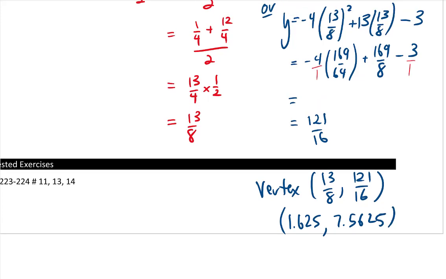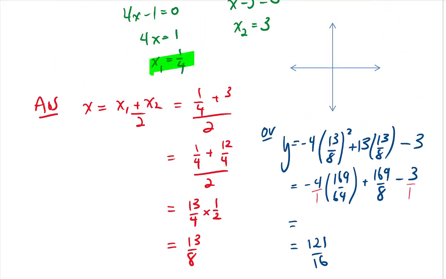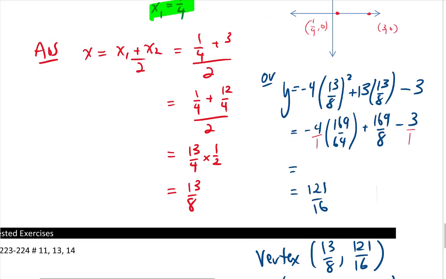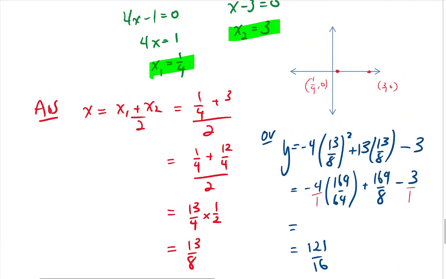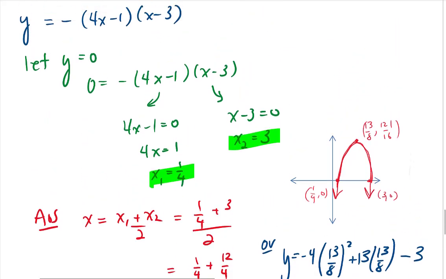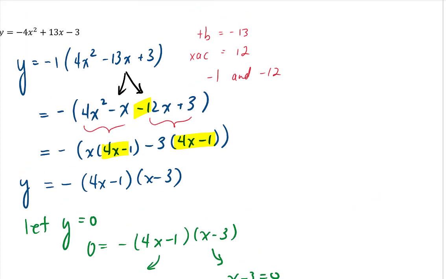So now we can plot our points. So there's our vertex, approximately 1.6 and 7.6. Here are our two zeros. So if we graph that, we'll say that maybe this is a quarter here. So 1/4 and 0, or 0.25 and 0. Let's say that's 3 and 0. And then again, our vertex was 13 over 8 and 121 over 16. This time we have a parabola that opens down, which again matches our a value from our equation above, which we see is negative 4.